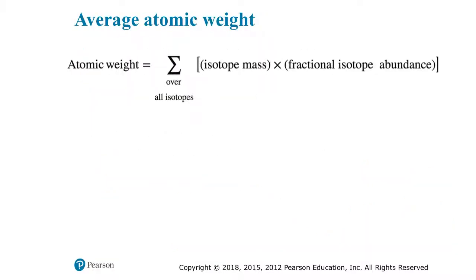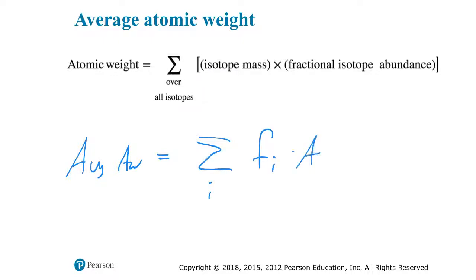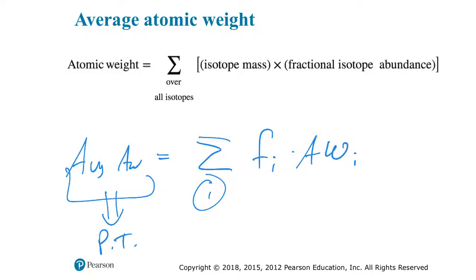So the average atomic weight is the sum over all isotopes of the isotopic mass times the fractional isotopic abundance. Another way of writing this would be that our average atomic weight is equal to the sum over all isotopes of the fraction of a given isotope times the atomic weight of that given isotope. The reason this is important is because this is what we see listed on the periodic table. When you look at the periodic table, you get the average atomic weight for all the naturally occurring isotopes of a given atom.